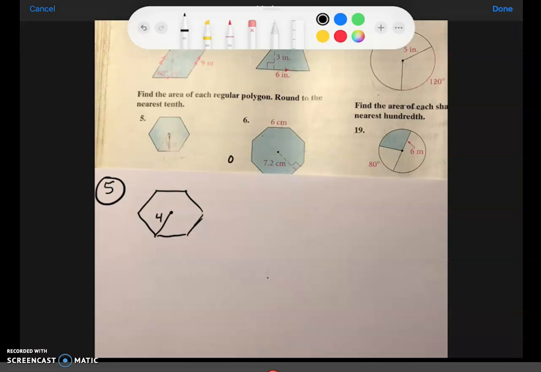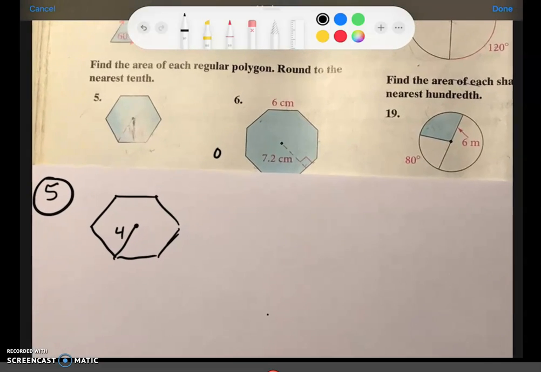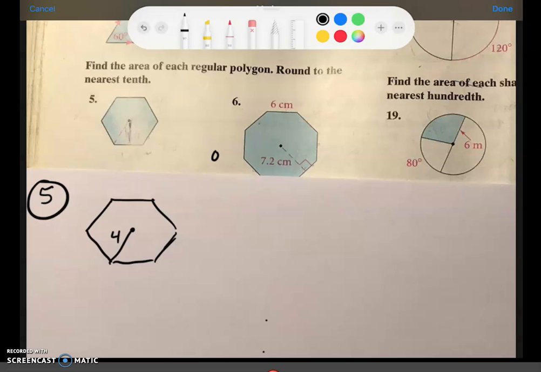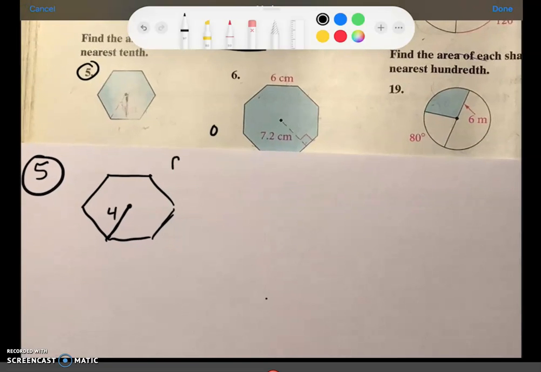All right, I'm cleaning up the paper. Let's move down to number 5 here. Find the area of the regular polygon. Number 5, it is a hexagon, meaning a 6-sided figure. It's kind of hard to see in the picture, but they actually just give us this number here, which is the radius when you go from the center to the corner. That is a radius of 4, and they want you to figure out the area.